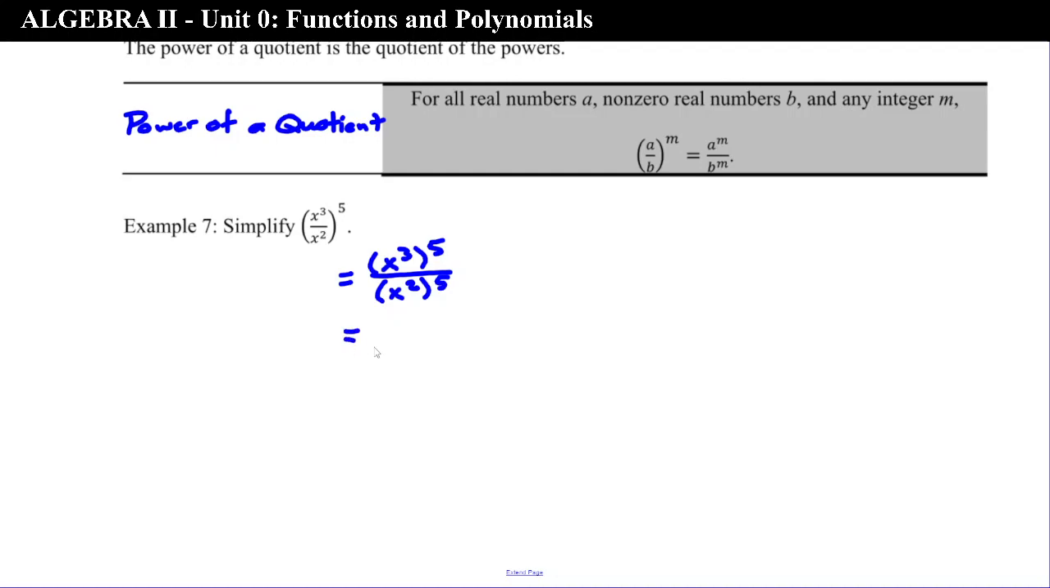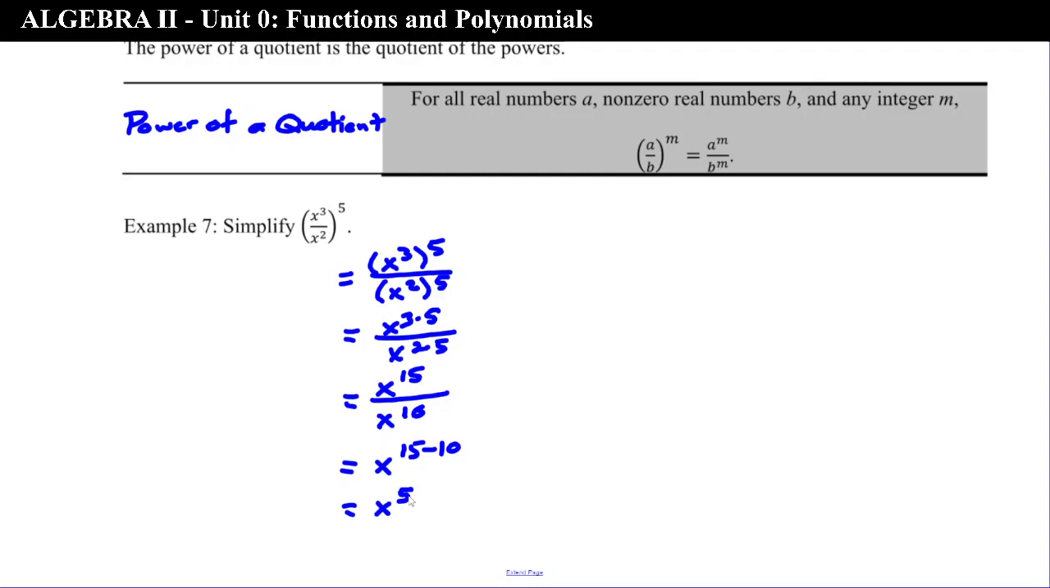Well, then we can rewrite this as x to the 3 times 5, because we have power of a power, and x to the 2 times 5, because again it's power of a power. So x to the 3 times 5, that would be x to the 15th. X to the 2 times 5 would be x to the 10th. And we finally use our quotient rule. X to the 15th over x to the 10th is the same as x to the 15 minus 10. And so our final answer is x to the 5th.